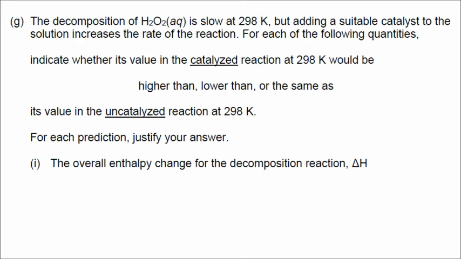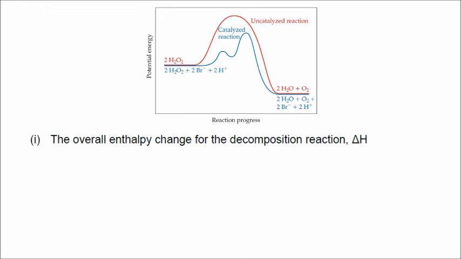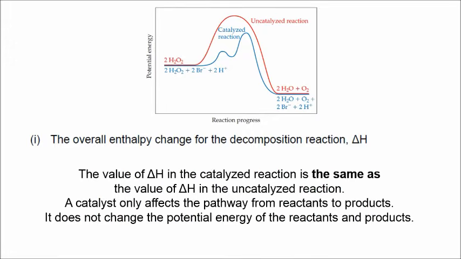So here we are looking at the delta H. Now look at this graph. Is the delta H changing for the catalyzed or the uncatalyzed reaction? No, the delta H is the difference between the energy of reactants and products. So the value of delta H in the catalyzed reaction is the same as the value of delta H in the uncatalyzed reaction. So what's our reason why? Because a catalyst only affects the energy of the pathway, the activation energy. It does not change the potential energy of either reactants or products.